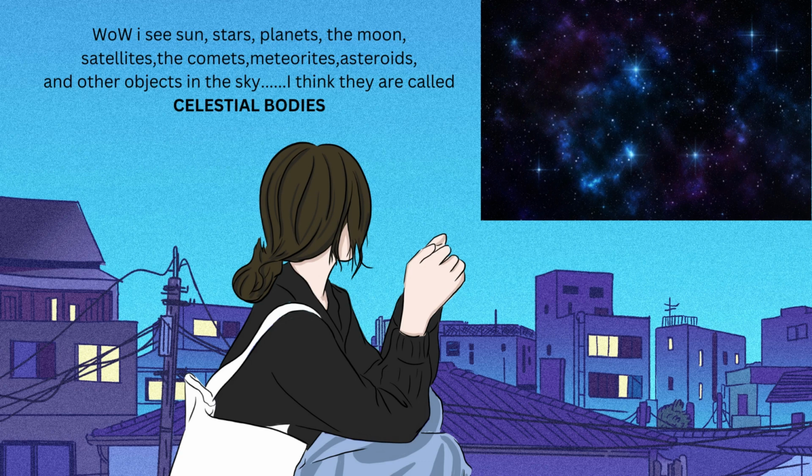Wow, I see sun, stars, planets, the moon, satellites, comets, meteorites, asteroids, and other objects in the sky. I think they are called celestial bodies.